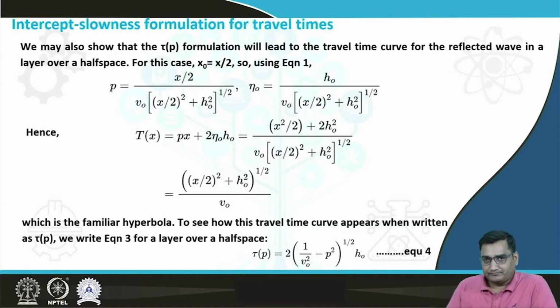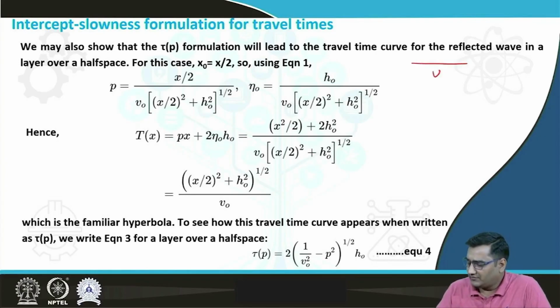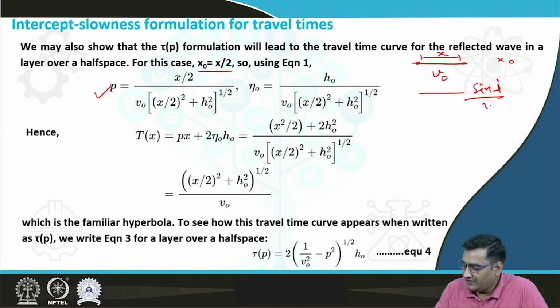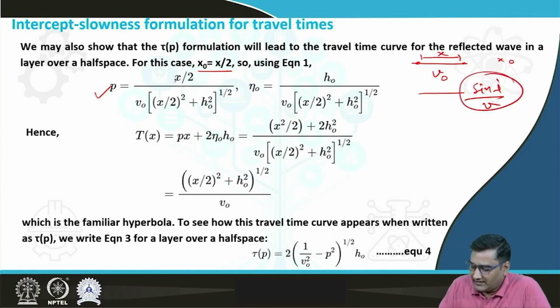Now, if you consider a single layer model where the top layer velocity is v naught and the distance between source and the receiver is x, then x naught will become x by 2, and then the ray parameter that you can write is sin i by v. Then that can be written as x by 2 divided by v naught times the square root of x by 2 squared plus h naught squared.